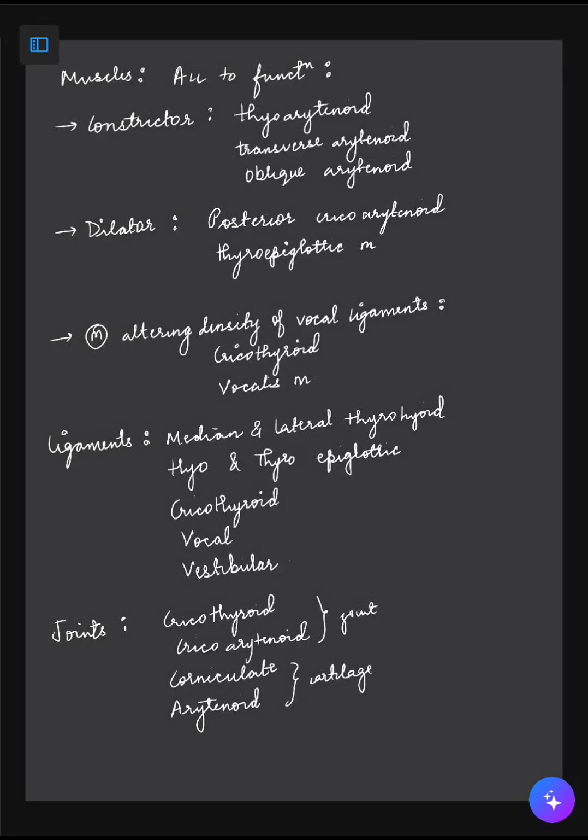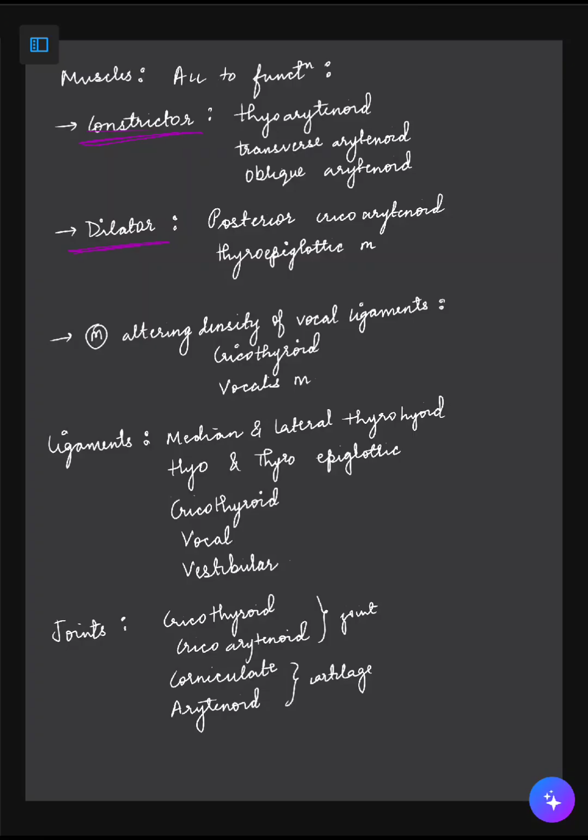Now what are the muscles of the larynx? According to the function, they move the cartilage and thus change the width of the cavity and width of the rima glottis. According to the function, they are divided into two: constrictor and dilator. Constrictor means doing constriction, narrowing the opening, and dilator means it is increasing the width of the opening.